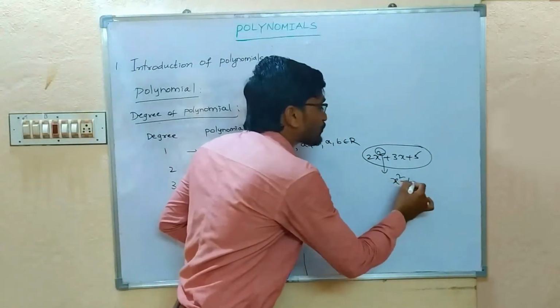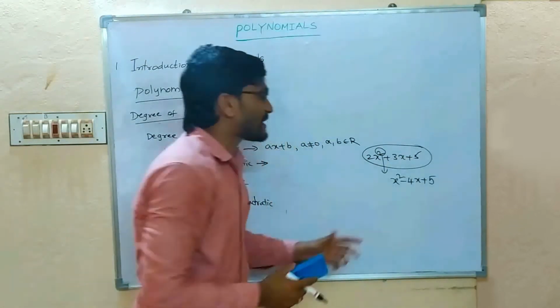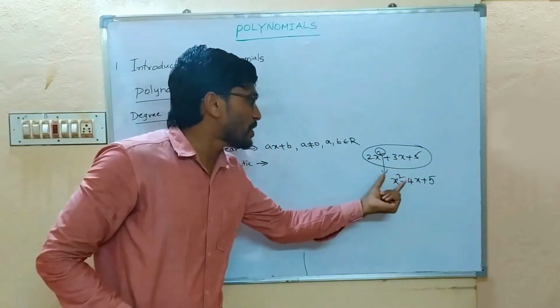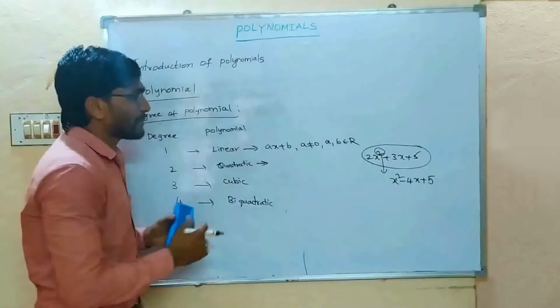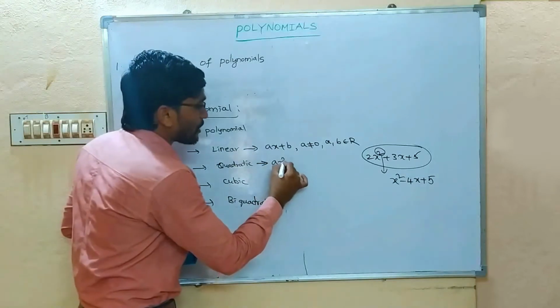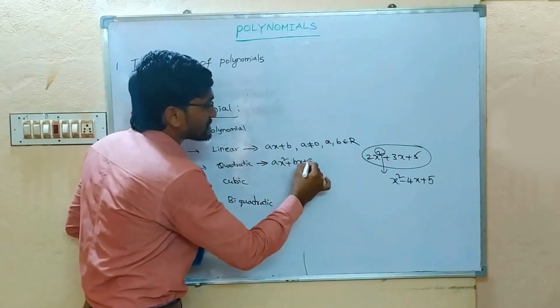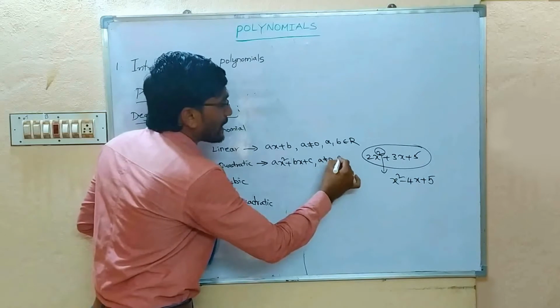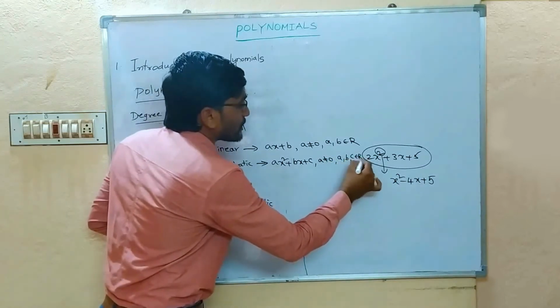x square minus 4x plus 5. Here the degree is 2, so it is called a quadratic polynomial. The general form of a quadratic polynomial is ax square plus bx plus c, where a is not equal to 0 and a, b, c belong to real numbers.